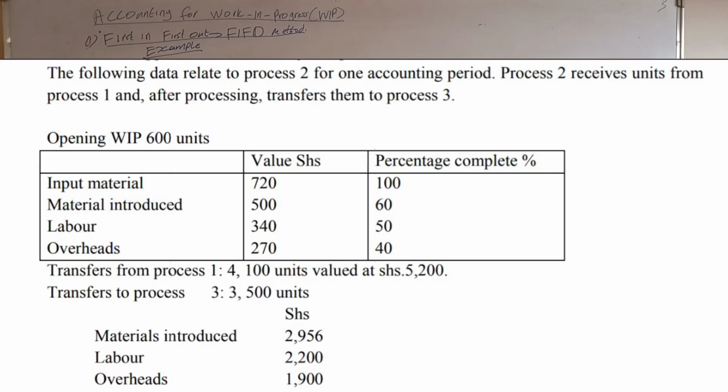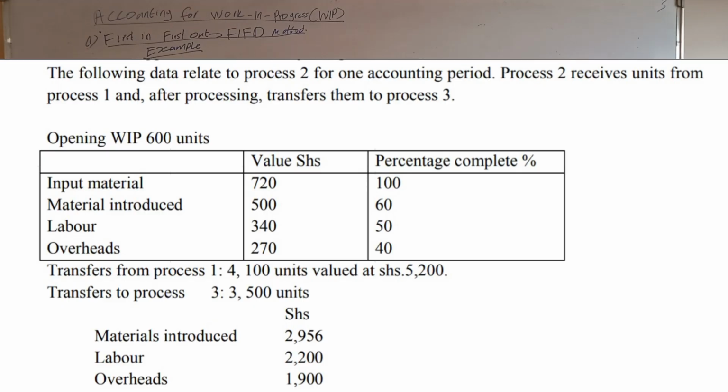Remember, for you to produce the product they are talking about here, you have to have the input materials, all the material introduced, and then you have the labor. All of this goes into the production of that product. Meaning, the percentage represents, for example for labor, how much labor has been used so far.